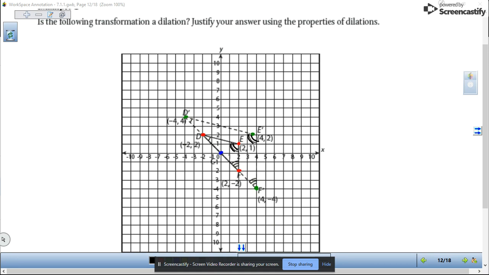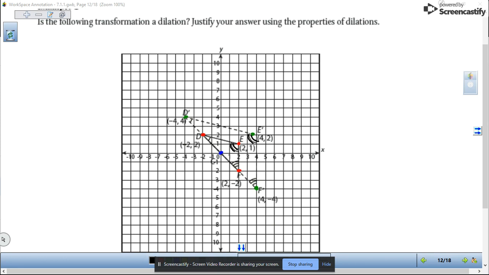Next thing you need to check is that everything's parallel. That's relatively easy here. What you would want to do is count your slopes. So D prime to E prime would be 1, 2, 3, 4, 5, 6, 7, 8 over, down 2. So that would be negative 1/4, rise over run. And then this one would be 1, 2, 3, 4 over, down 1, so negative 1/4 for DE. So those have the same slope. The vertical lines, obviously E prime and F prime, and then E and F, have to have the same slope because they're both vertical.